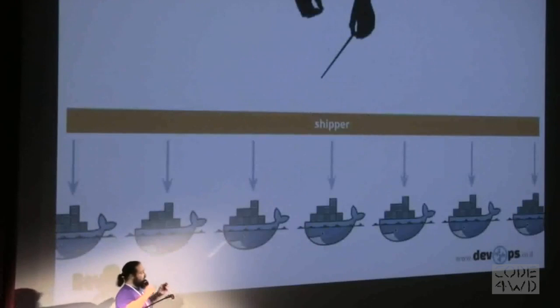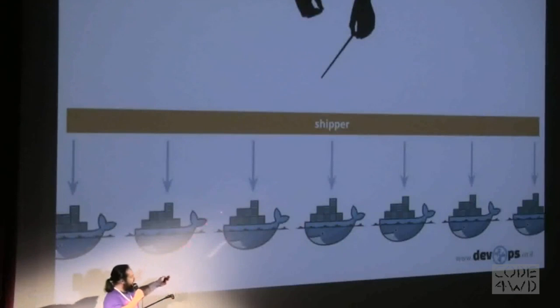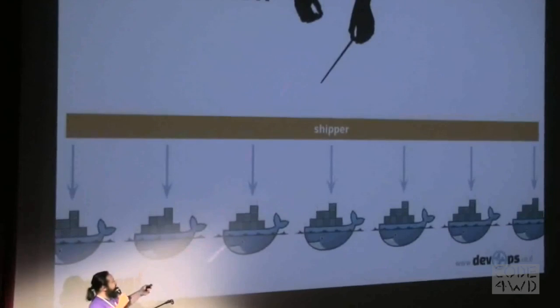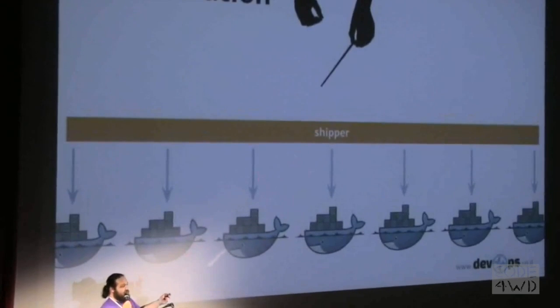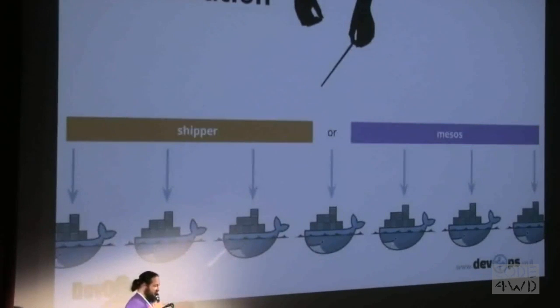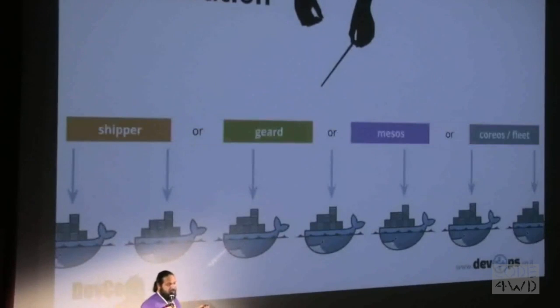But then you have lots and lots of whales. You have like Google amount of whales. And how do you put boxes on top of these whales? So you use some kind of a software that has an API, you tell it to put boxes on the whales, and it puts them there. But there are many, many of such softwares or services. So I will be talking mostly about Mesos, but there are many others.